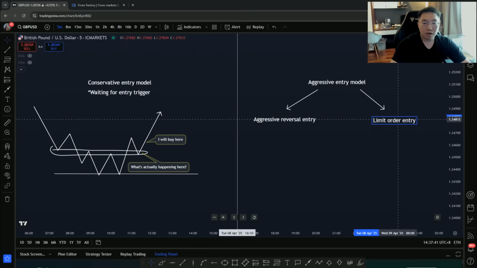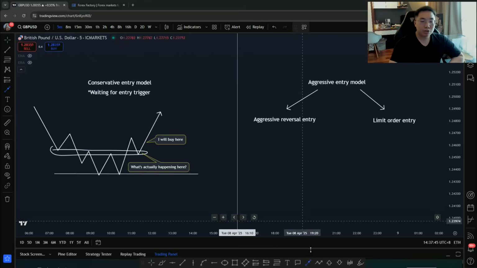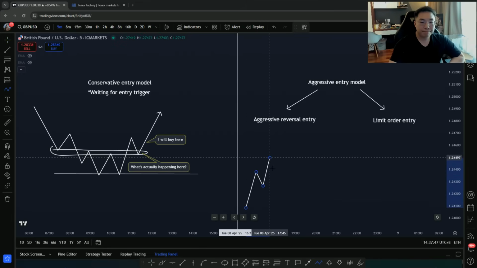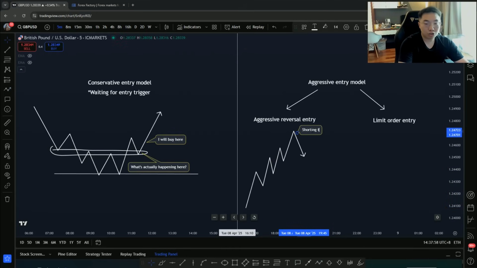Aggressive reversal entry means price goes up, for example, and out of nowhere you just say, I want to short it here, and I'm expecting the price to reverse. This is what we call shorting the high or low kind of entry model.